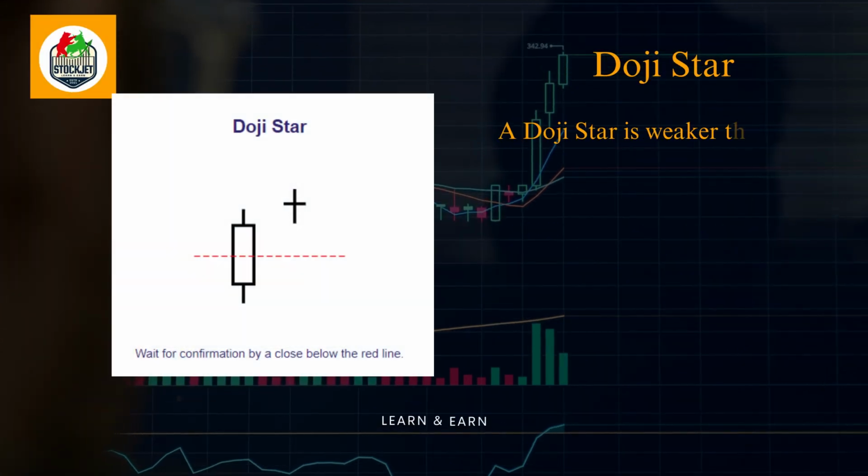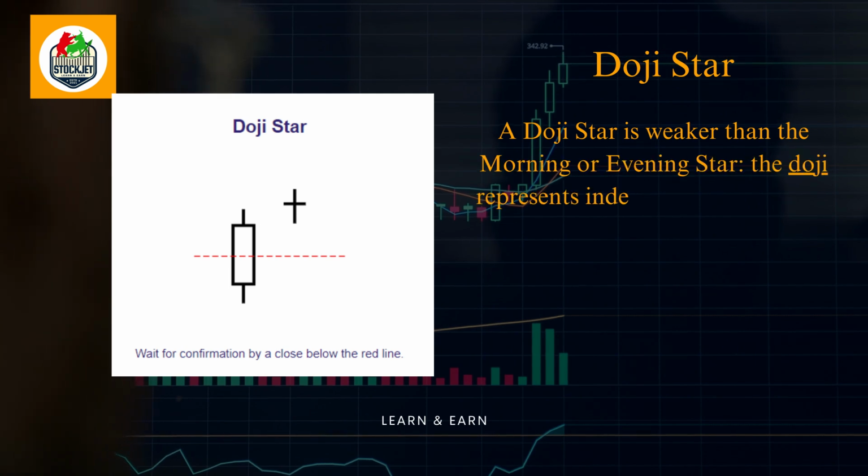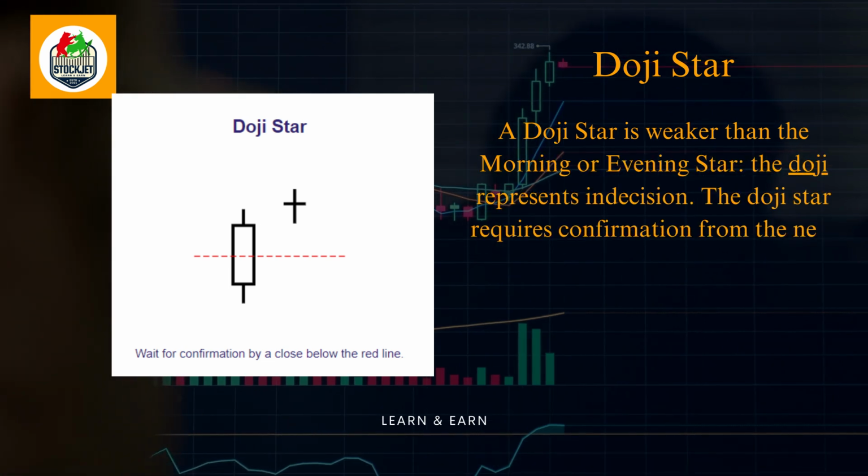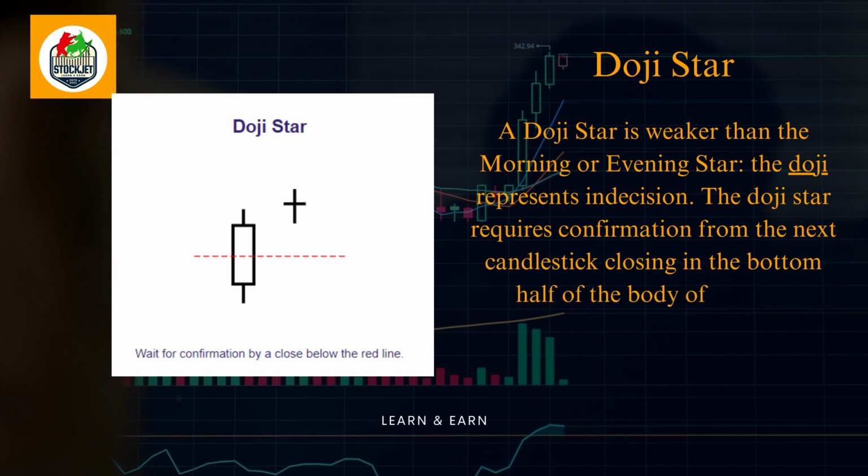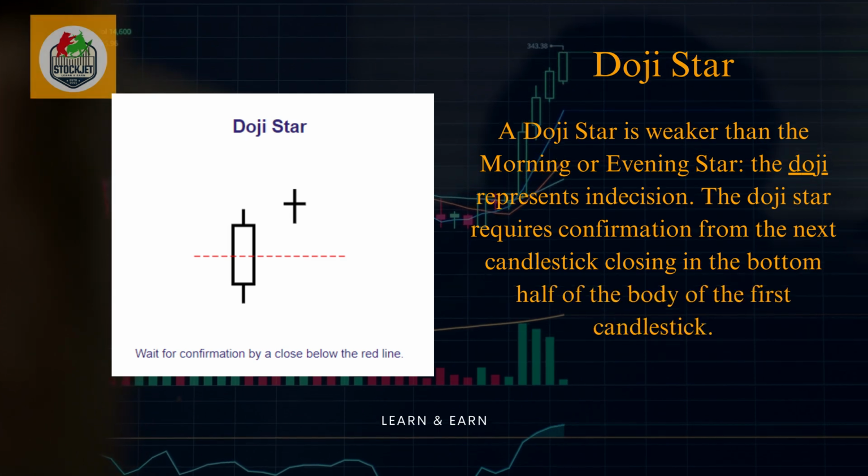Doji star. A doji star is weaker than the morning or evening star. The doji represents indecision. The doji star requires confirmation from the next candlestick closing in the bottom half of the body of the first candlestick.